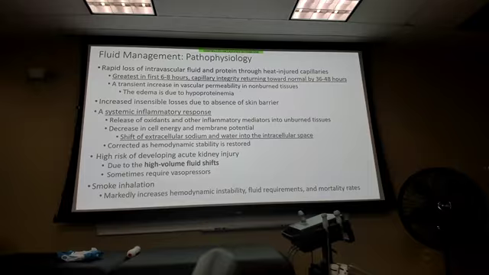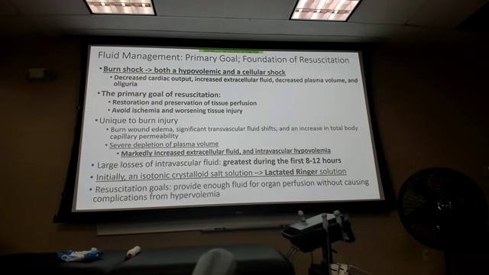When we're talking about smoke inhalation, you have increased hemodynamic instability. We may have increased fluid requirements and increased mortality rates. So trying to catch those smoke inhalation patients before they decompensate is crucial. All right, so primary goal, foundation of resuscitation: we want to try to prevent burn shock.